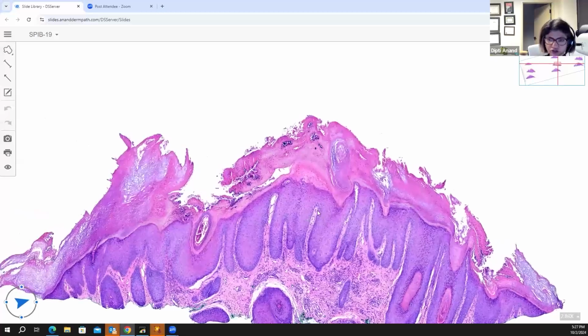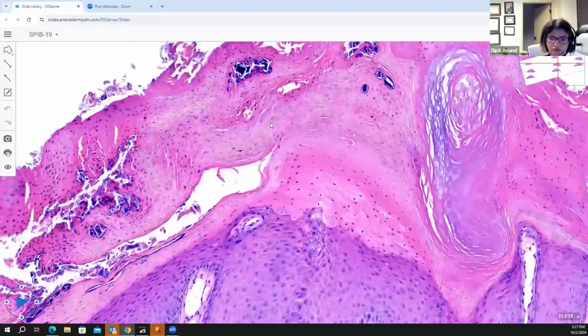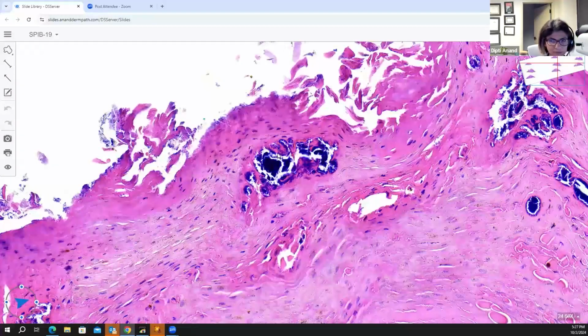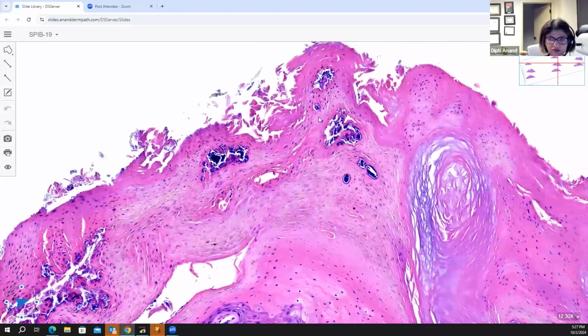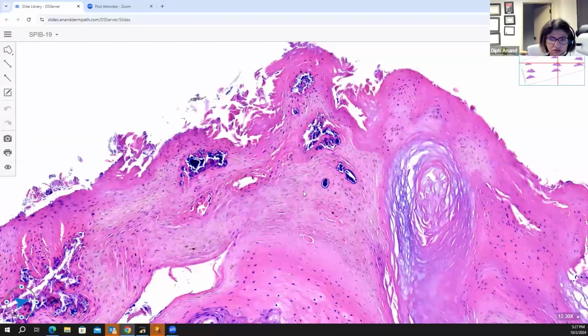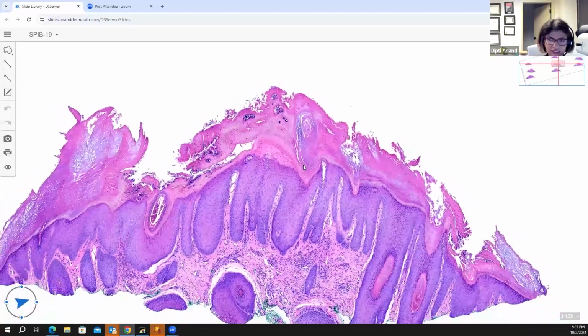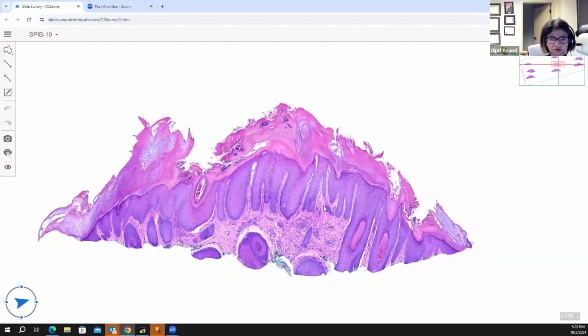And just for your recognition, this is what I was saying. These are bacteria. See how they clump together? So these are bacteria. So this lesion is secondarily impetiginized, but you're not going to mention that. You're going to call it a prurigo or LSC. Okay?